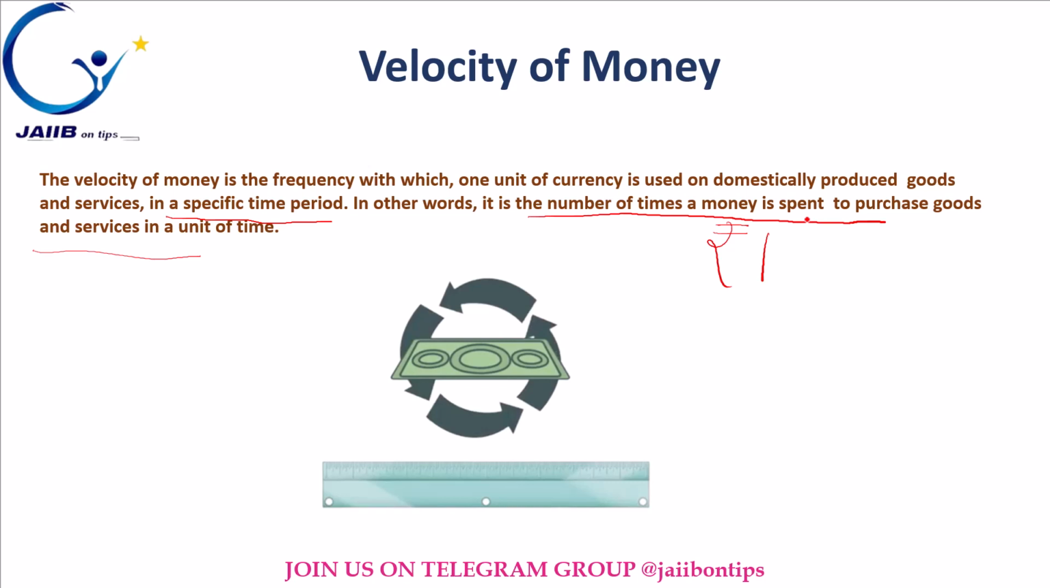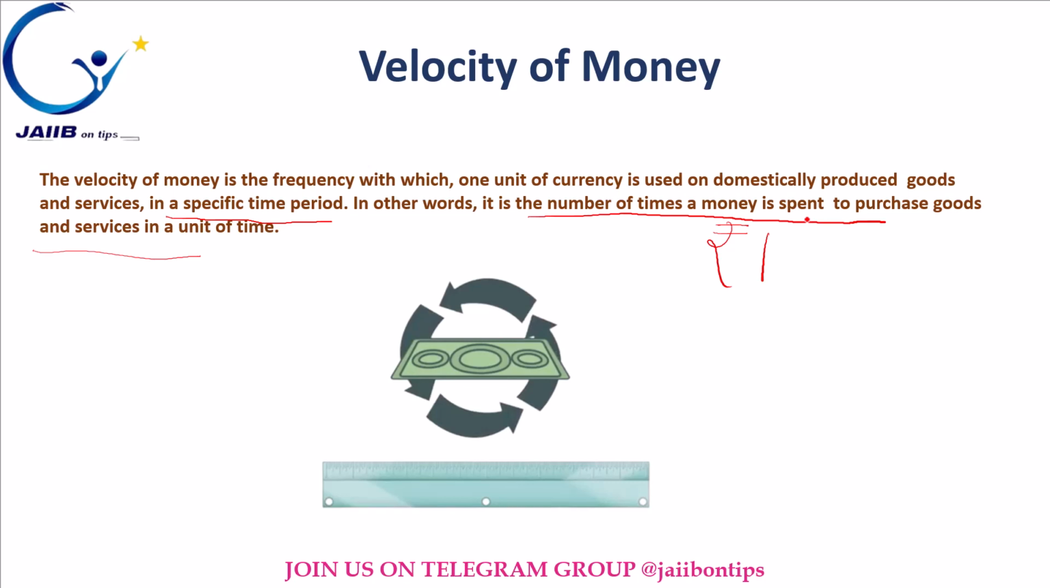Let's understand this with an example. Imagine you have rupees 1 and now you use it to buy a candy from a shop. The shopkeeper takes that rupees 1 and uses it to buy some fruits from a vendor. The vendor in turn uses that same rupees 1 to buy a pencil from a student. In this example, that rupees 1 was used 3 times to buy different things. So the velocity of money here is 3.